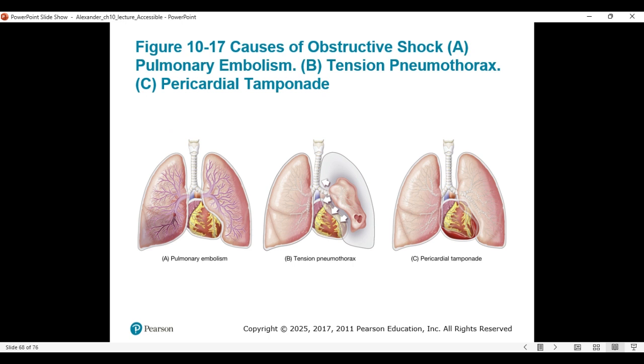Here's some pictures, like the pulmonary embolism. Here's a blockage in the blood supply to the lungs. Tension pneumo, of course, is going to put pressure on the heart, so it won't be able to pump. And same way with the pericardial tamponade. This is blood filling in that pericardial sac, or fluid filling in the pericardial sac, not letting the heart be able to contract.